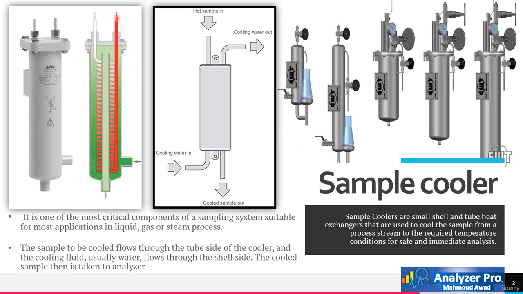Sample coolers are small shell and tube heat exchangers that are used to cool the sample from a process stream to the required temperature conditions for safe and immediate analysis. It is one of the most critical components of a sampling system, suitable for most applications in liquid, gas or steam process. The sample to be cooled flows through the tube side of the cooler, and the cooling fluid, usually water, flows through the shell side. The cooled sample then is taken to the analyzer.